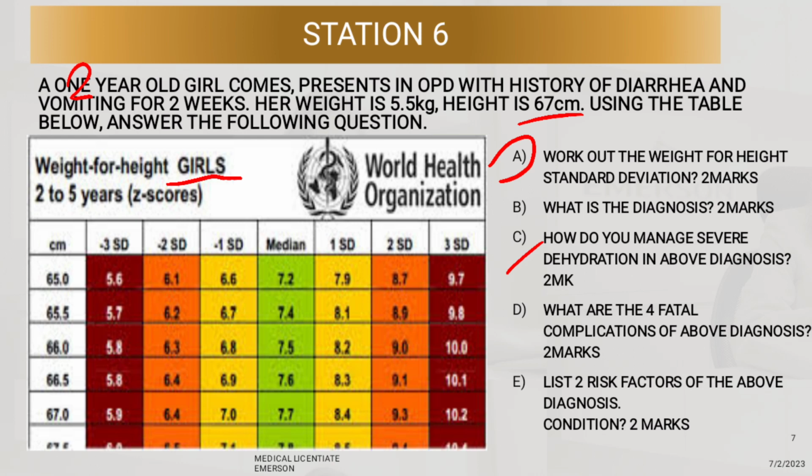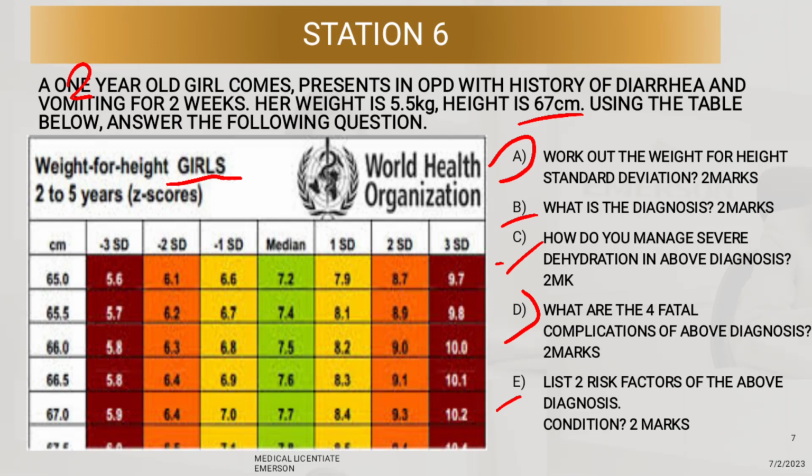Then using the table below, answer the following questions. So this table is for 2 to 5 years old, that's why it's used for the 2-year-old girl. So remember this one is particular for the 2 to 5. A, work out the weight for height standard deviation. B, what is the diagnosis? C, how do you manage severe dehydration in the above diagnosis? D, what are the fatal complications? E, list 2 risk factors of the above condition.